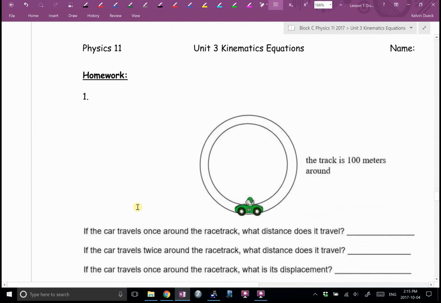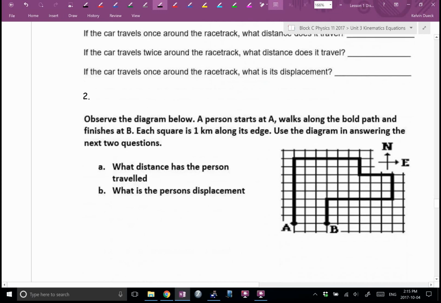What's your homework? Number 1. 2 is good. In number 2, each of these grids is 1 kilometer. So that's how you can figure out distances. Each little line is 1 kilometer. And I think I shrunk it down, but I think you folks can read it. I hope.